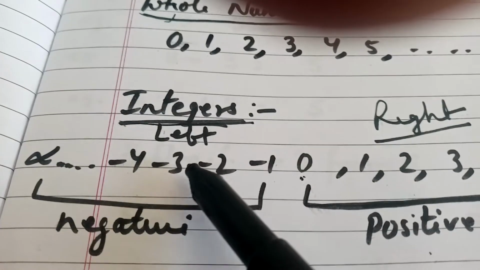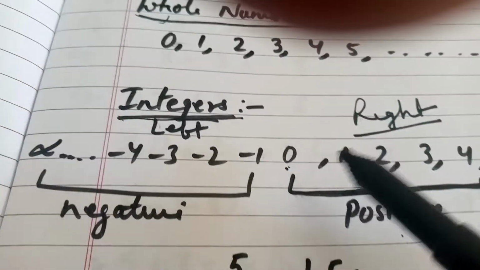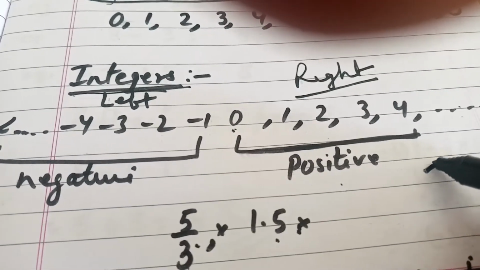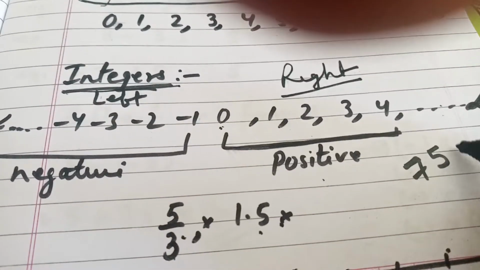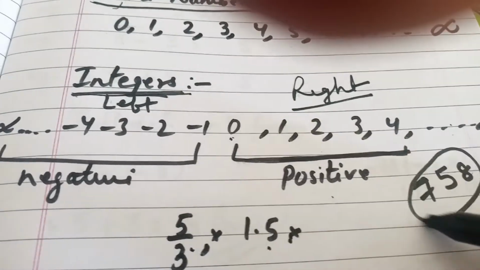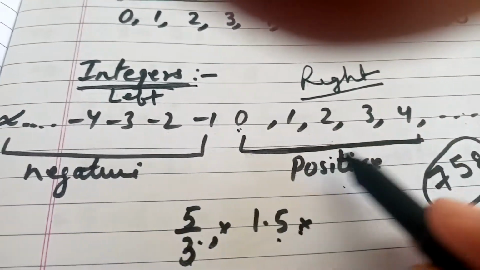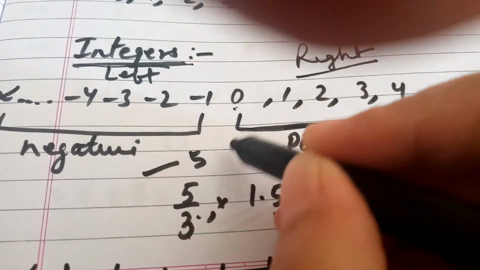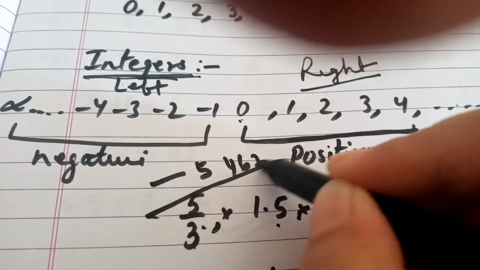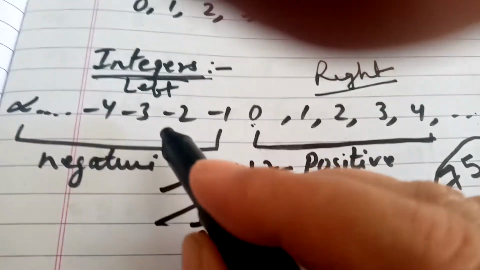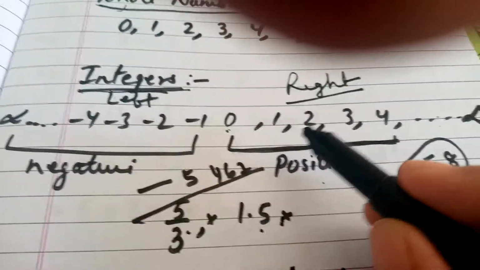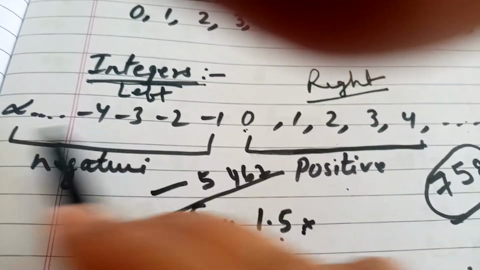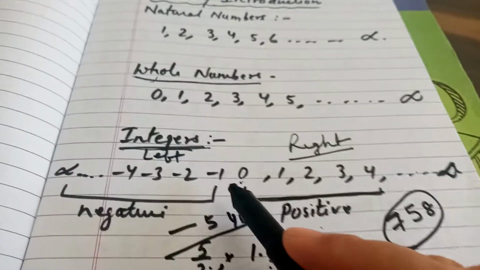So any type of number, suppose you write 7, 5, 8, that is a positive number, which means that is also an integer. Similarly, when we write -5, -4, -6, -7, that is a negative number. So any number up to infinity, either positive or negative, they all are integers.